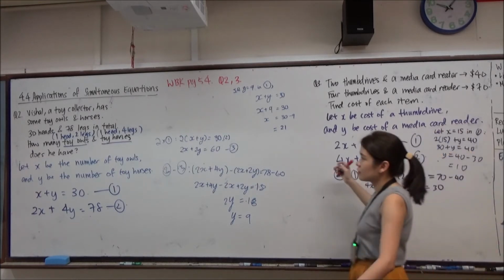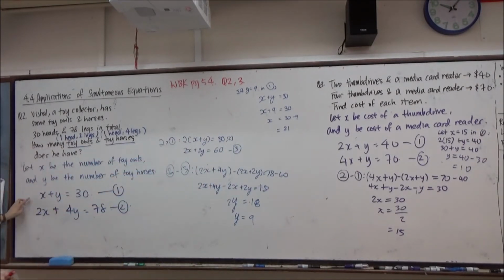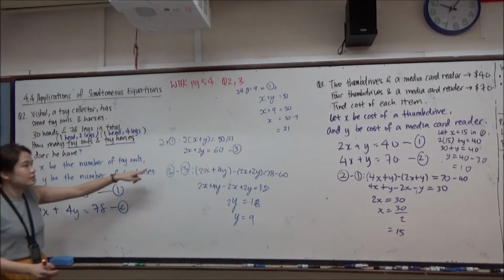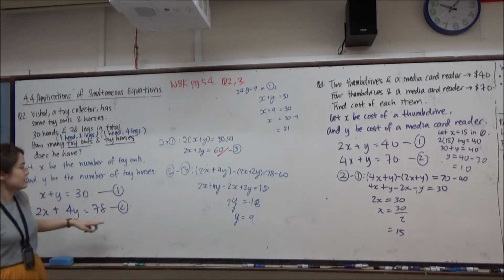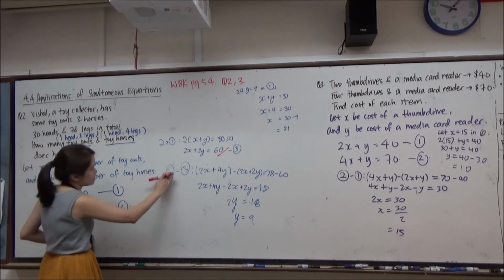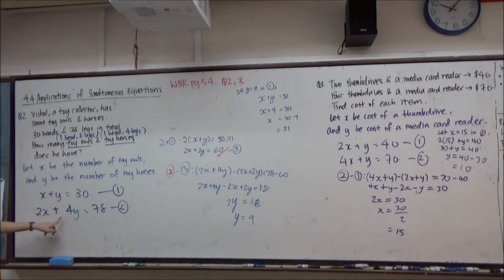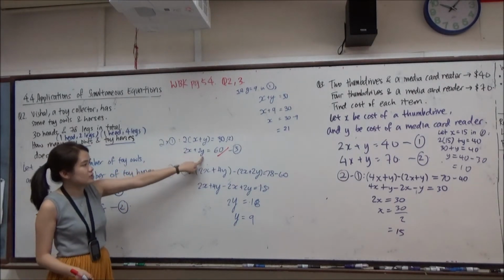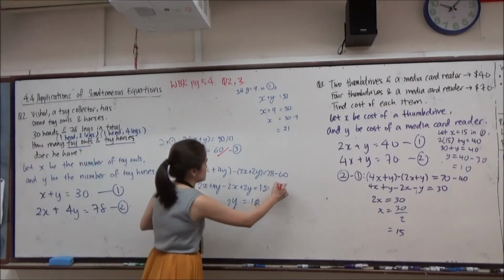Okay, let's look at question 2. What was suggested is to multiply equation 1 by 2, so that you get 2x plus 2y equals 60. Then after that, taking equation 2 minus equation 3: 2x plus 4y minus away 2x plus 2y equals 78 minus away 60. Okay, so this is fine.